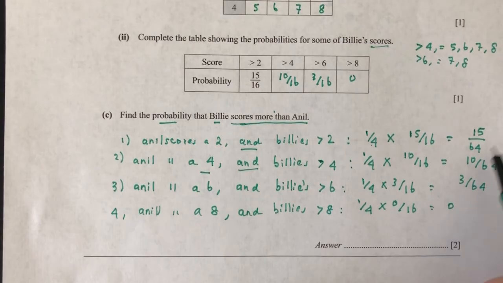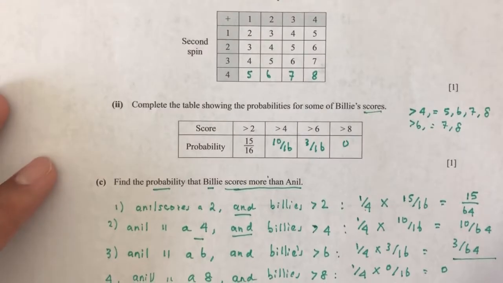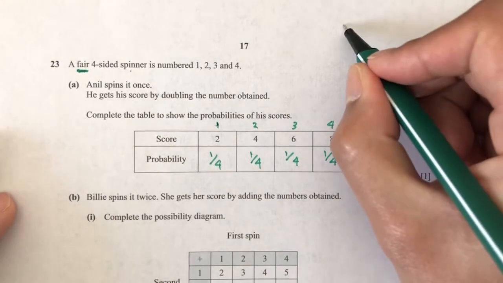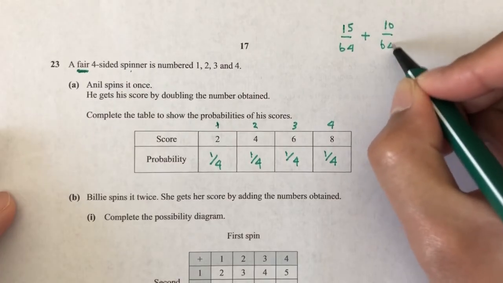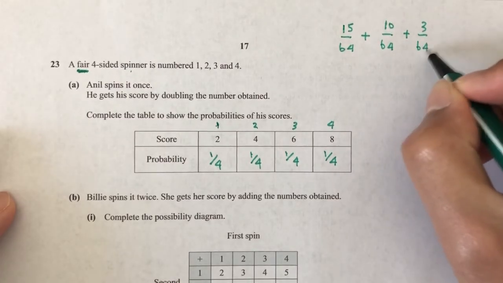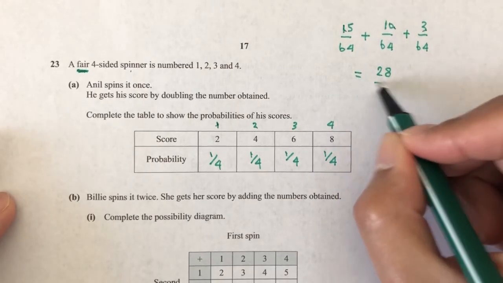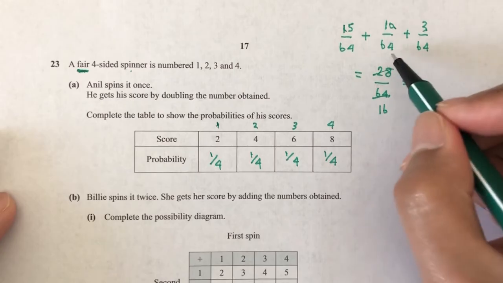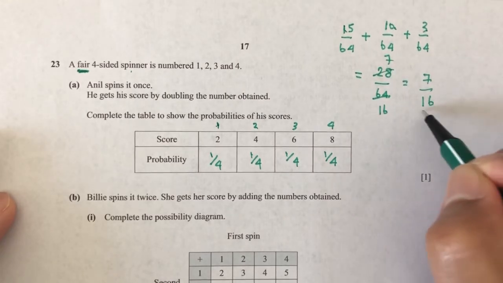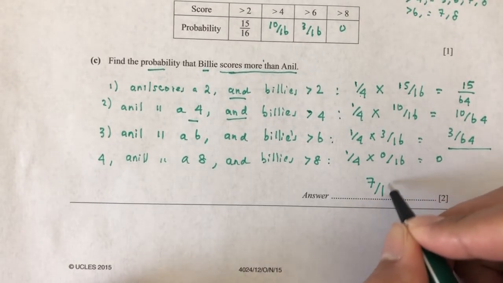So same thing. Now we have to add every case together. So 15 over 64, plus 10 over 64, plus 3 over 64. That will give me 15 plus 10 is 25, plus 3 is 28. So 28 over 64. Now we simplify, divide by 4. We have 16 and we have 7. So your answer will be 7 over 16 for part C.